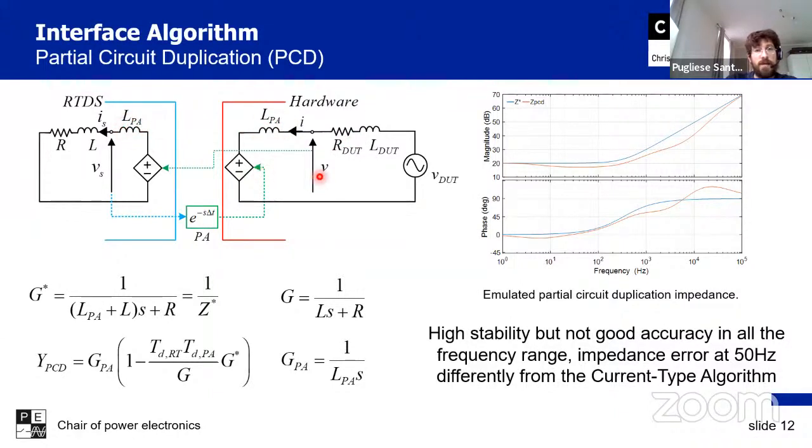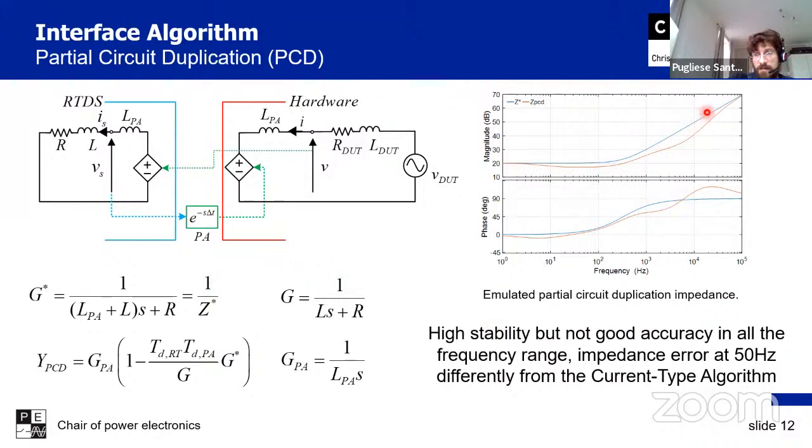So at the end, if I measure the voltage and I replicate it here, and then I measure again the same voltage after the filter, and I ask my power amplifier to apply it as an output, if there were no delays involved, everything should match. So this voltage and this voltage should be equal, and the current that is flowing should be the same. In reality, we saw from the impedances that there is an error in the representation of the plant.